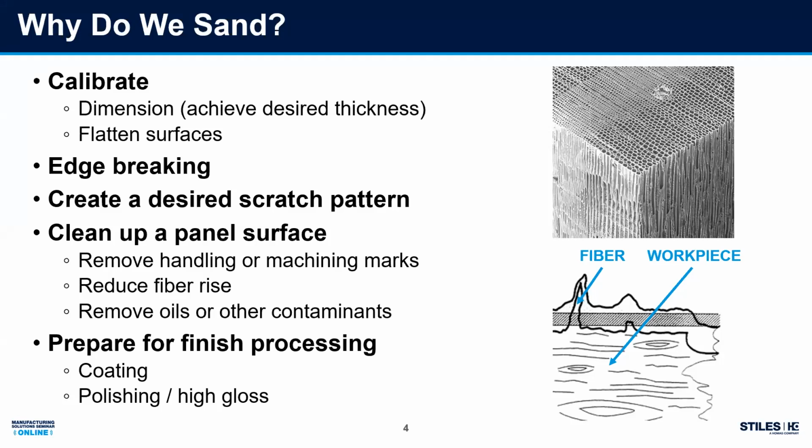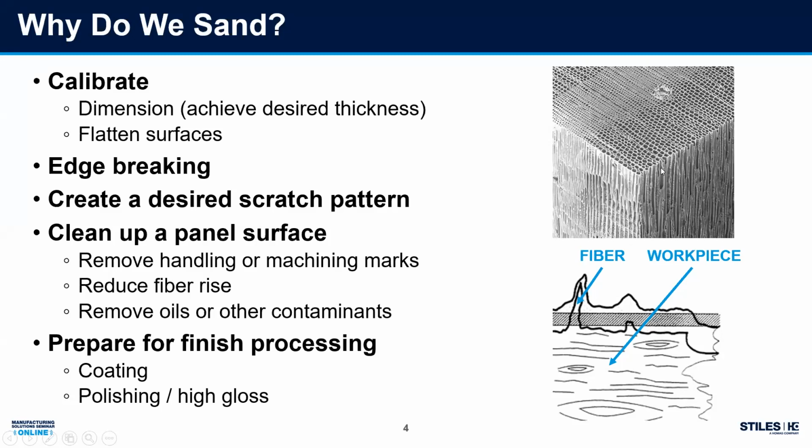It could be to reduce fiber rays. As you see in the diagram on the lower right-hand side, this fiber right here tends to pop up in between coats in our finish process, and we want to clip those fibers down and scratch that coating for a better bond in between coats. It could be to remove oils or other contaminants, as you see in this diagram on the top, and we want to open those pores up so we get good stain penetration in our workpiece.